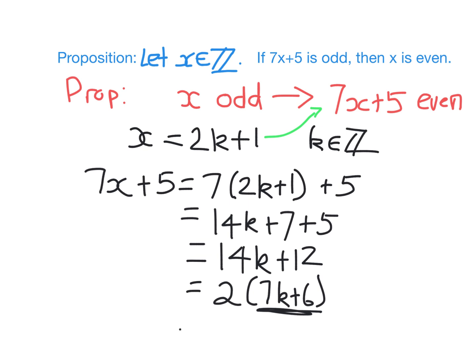Whenever you times 2 by an integer, you get that it is even. So we have proved that if x is odd, 7x plus 5 must be even. In proving the red, we have proved the blue because the red and the blue are logically equivalent. All right, let's look now at one more example.